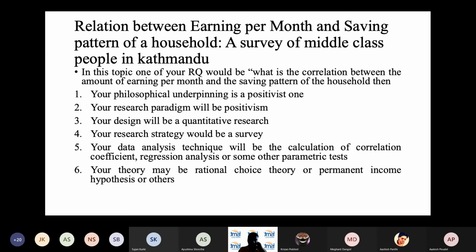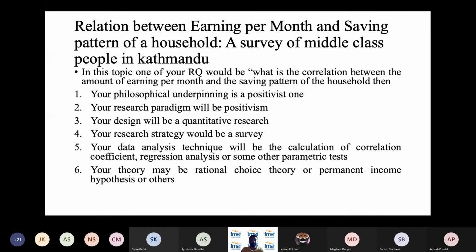So now, what is the part of the onion that you need to choose? There is a title: relations between earning per month and saving pattern of households, a survey of middle class people in Kathmandu. That is the research topic. In this research topic, one of the research questions would be: what is the correlation between the amount of earning per month and the saving pattern of the household?